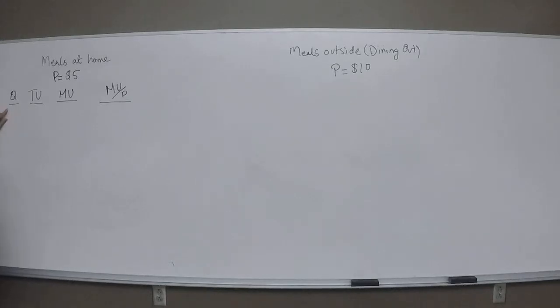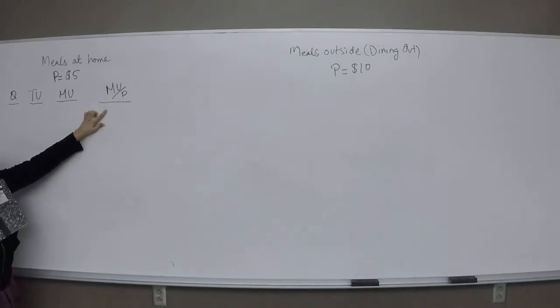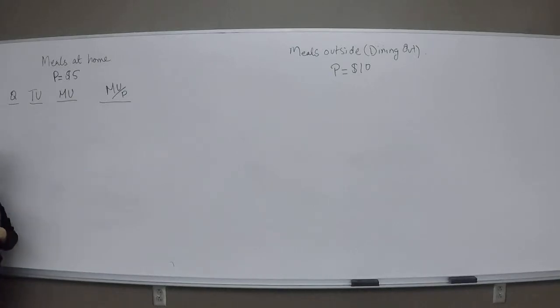So I'm going to give you quantity and total utility. This is total utility, TU. Marginal utility is the change in total utility. And marginal utility per dollar is this column right here.